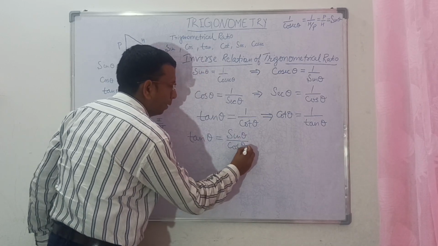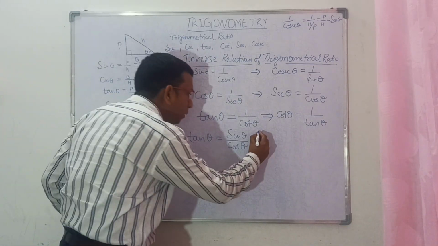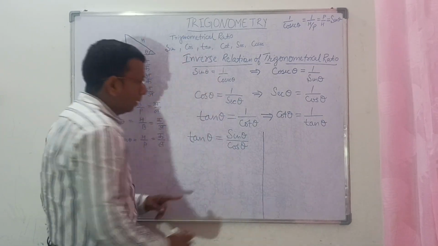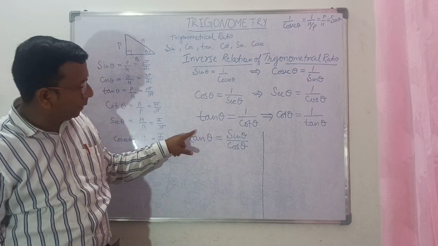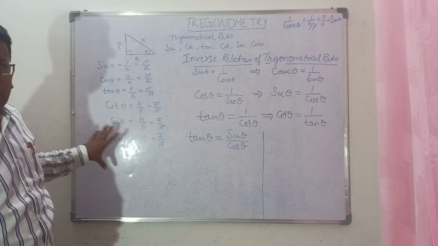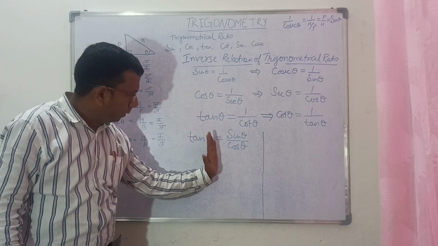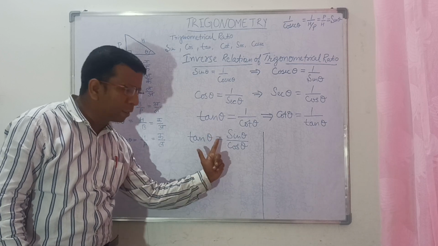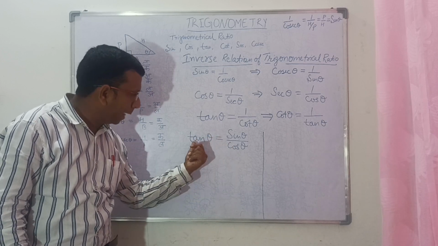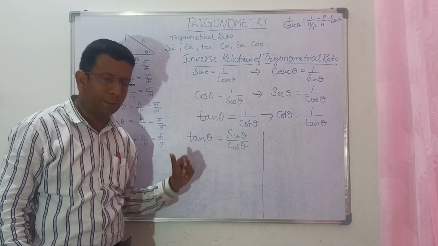Sin theta by cos theta. Dear student, we will see how it is possible that sin theta by cos theta is equal to tan theta. For that you need to know these trigonometrical ratios. Just see here, this is the equal sign. On its left side is written tan theta and on the right side sin theta by cos theta.